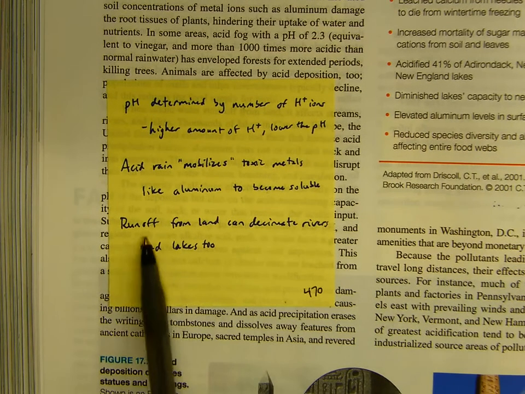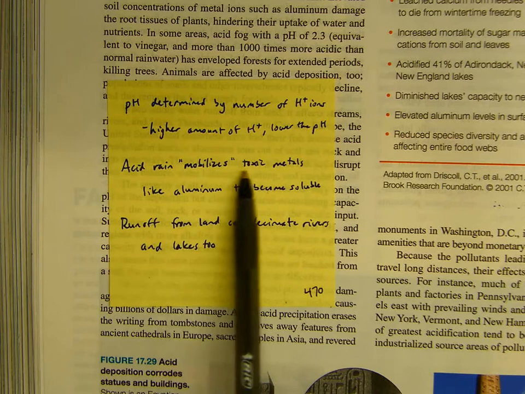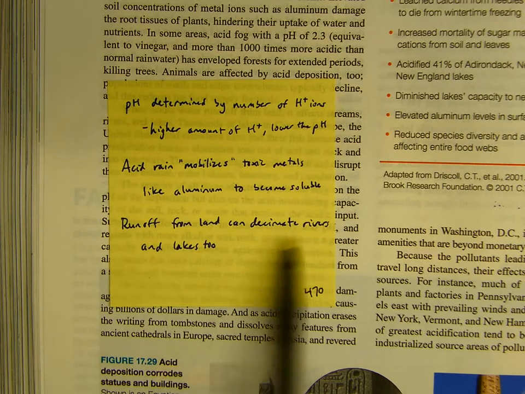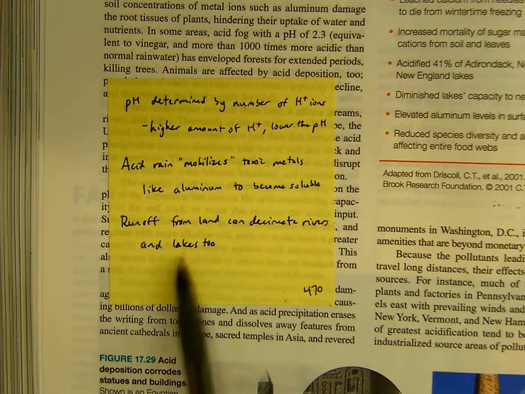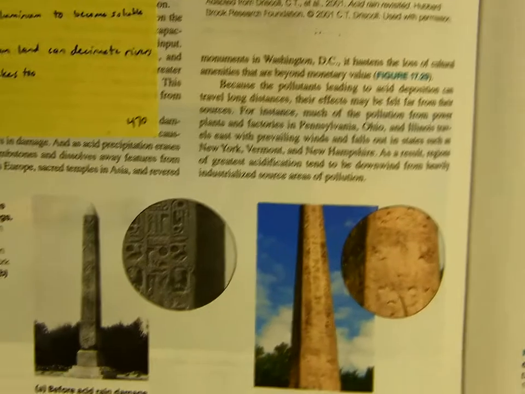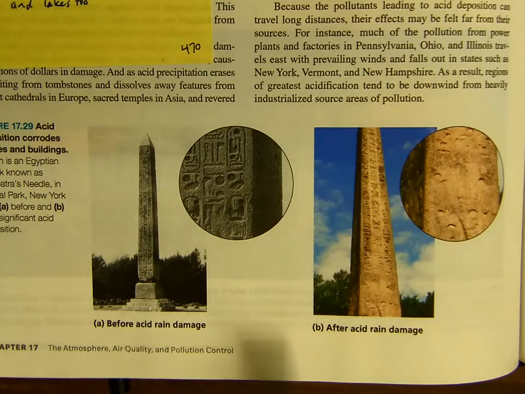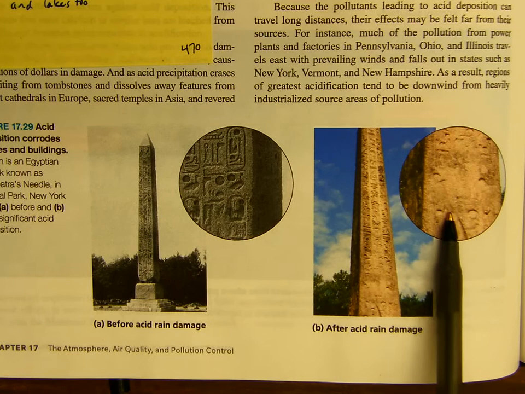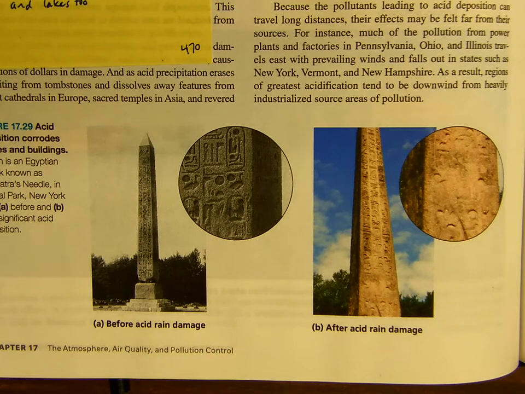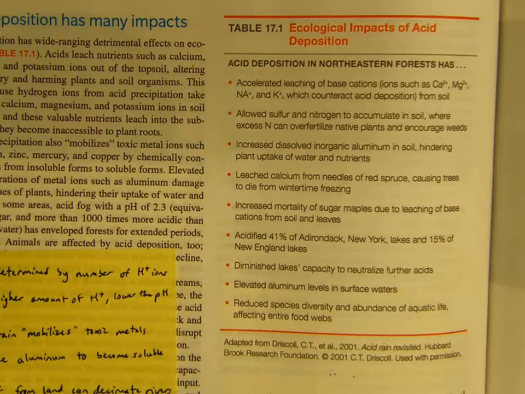Now that's obviously bad because the runoff from the land with those toxic metals can absolutely decimate the rivers and the lakes too. So if a whole bunch of aluminum is getting into a lake, it's going to kill a whole bunch of things off. This picture here, you can see just the damage of acid rain. You can see before and after. Look at the detail of that versus afterwards. Really, really big change. And then the table, you can see table 17.1, walks through a little bit more of those as well.